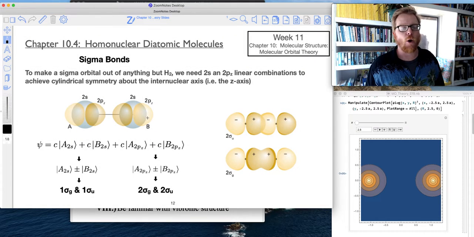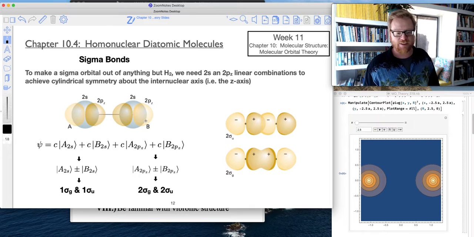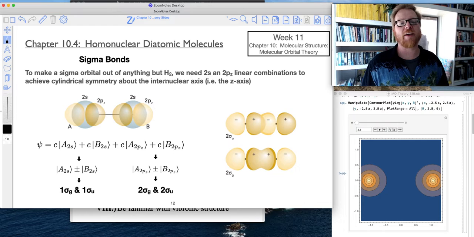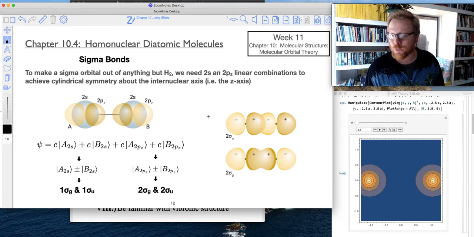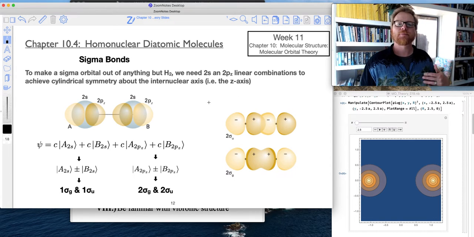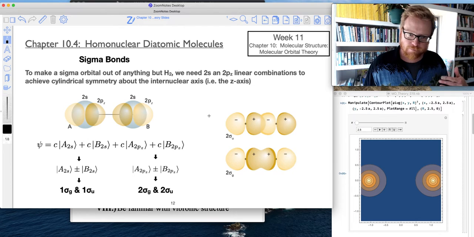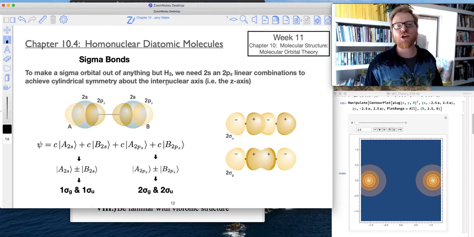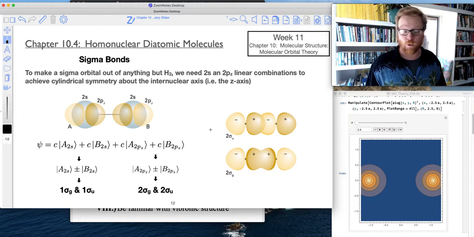Okay? So there's more than one way to create a sigma bond. And this is where this can get a little confusing. To make a sigma orbital out of anything but H2, we technically need 2s and 2pz, or even 3s and 3pz, or 4s and 3pz, and so on and so forth, okay? So H2 is literally the only thing where we can make a sigma bond using 1s electrons. Everything else, it's got to be higher order.